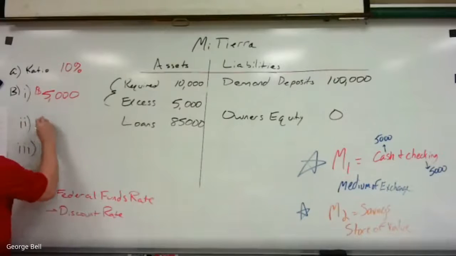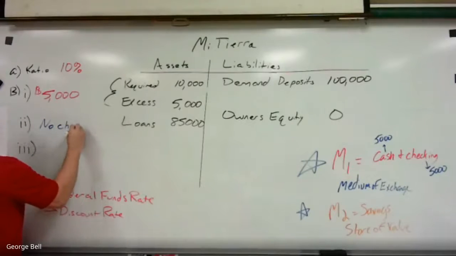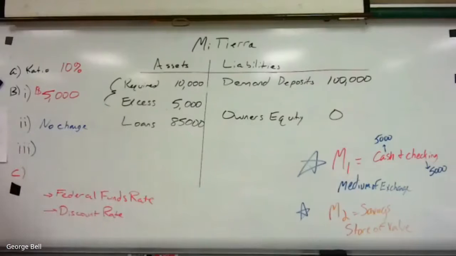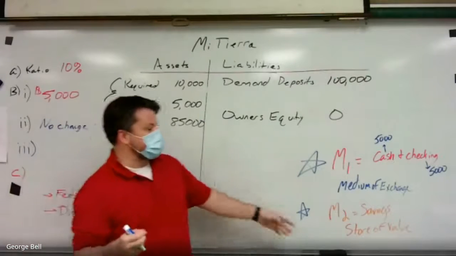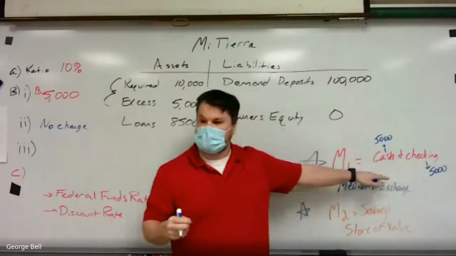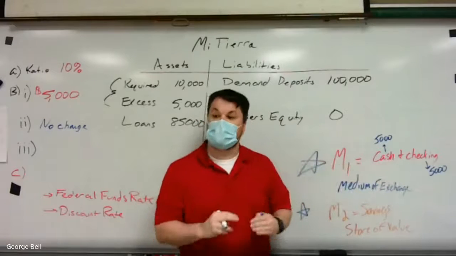So there is no change. And if it said explain, and it does, you would have to say it doesn't change because only the composition changed. In other words, all the money stayed within M1.